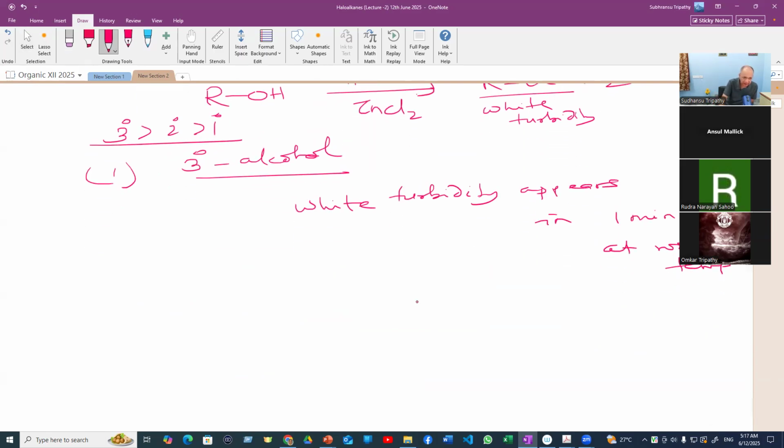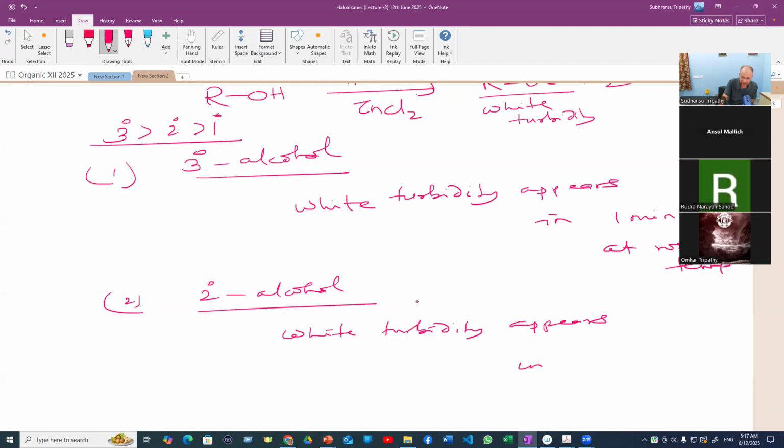If it is a 2 degree alcohol, then it is a little slower. The white turbidity appears in 5 minutes at room temperature.